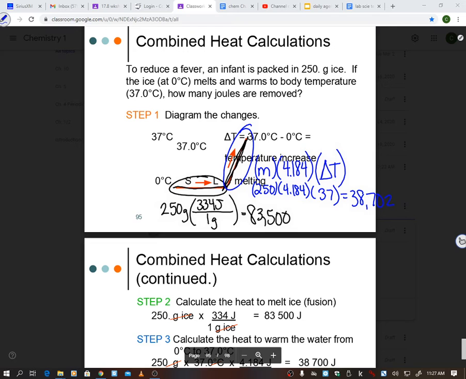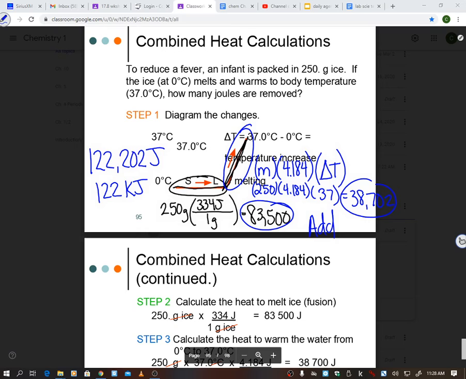38,702. So now I've got these two numbers. I am going to add them together. So I'm going to add that 83,500 to that 38,702, and that gives me 122,202 joules. Now you'll see them say kilojoules a lot, so you could say, hey, that's 122 kilojoules, or 122.2 kilojoules, however you want to say that. So that is what you're doing.